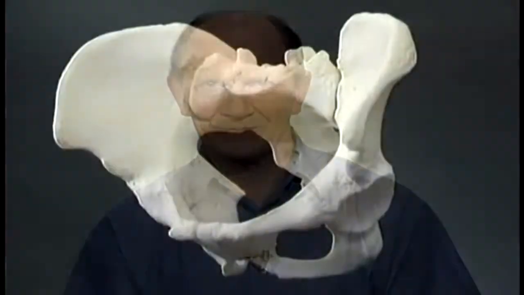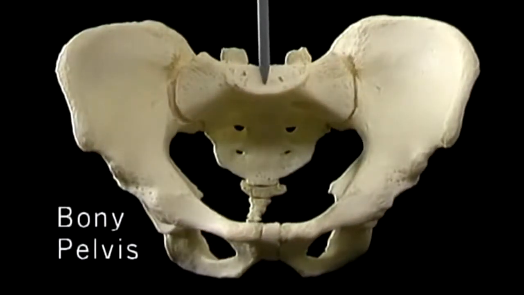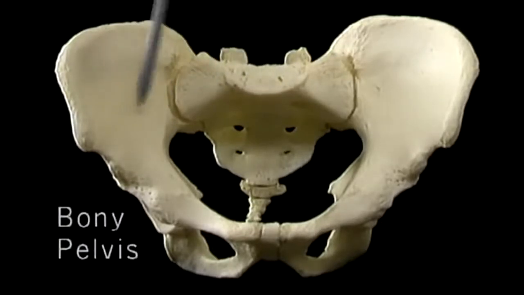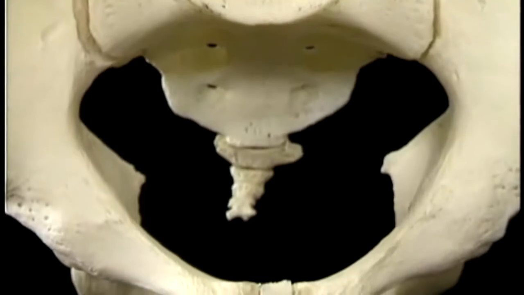Next, we'll take a further look at the bones of the pelvis. For a start, we need to understand something about the word pelvis. The pelvis is commonly used as the short name for two different things: the bony pelvis and the pelvic cavity. This is the bony pelvis, consisting of the sacrum and the two hip bones. This is the pelvic cavity.